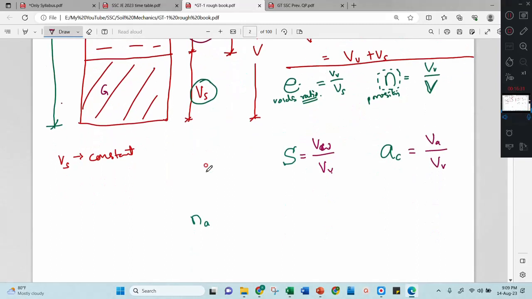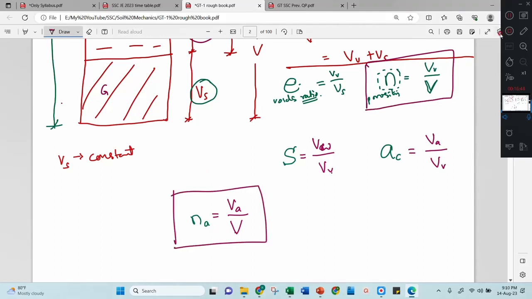That's it. Then this is the son, because the topmost floor VA is compared with the whole building. See, this is also something similar to this one, but there is a little difference. This is N, porosity, VV compared with the building, and this is VA compared with the building. That is your NA. This is the percentage of air voids. This is also called the percentage of voids. This is the percentage of air voids. These five are very important.